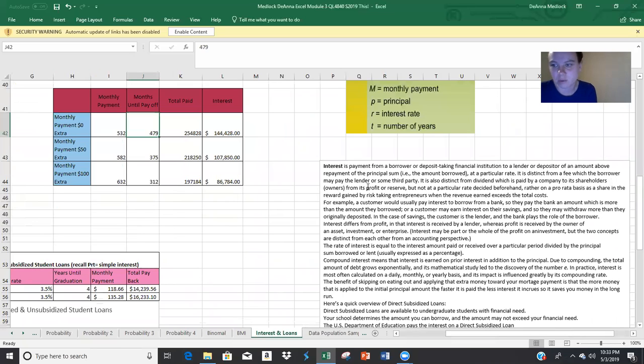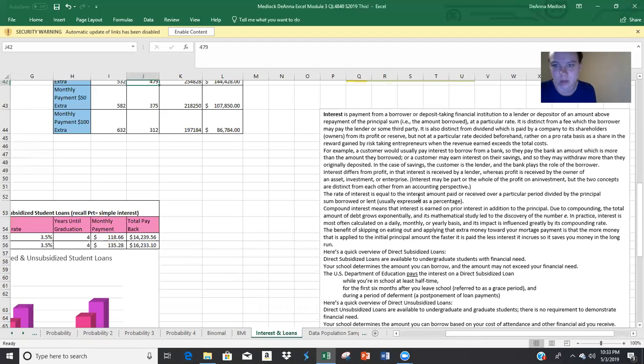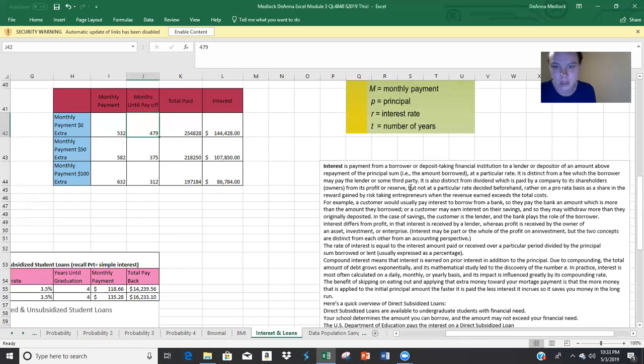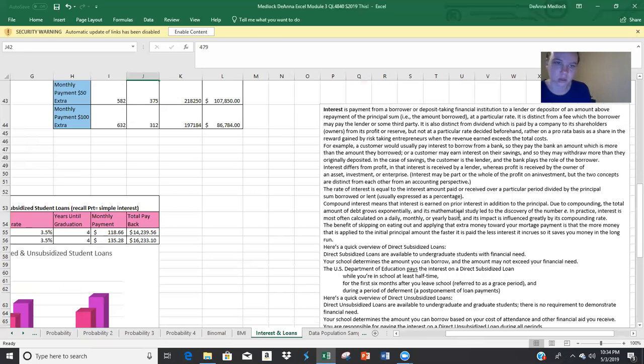It is distinct from a fee which the borrower may pay the lender or some third party. So that's what you're really paying as a third party sometimes. It is also distinct from dividend, what is paid by a company to its shareholders, which is the owners, from its profit or reserve, but not at a particular rate decided beforehand, rather on a pro rata basis as a share in reward gained by risk taking entrepreneurs when the revenue earned exceeds the total costs. So this is why it's very, very important to know what you're getting into when you're borrowing money, because interest can get high.